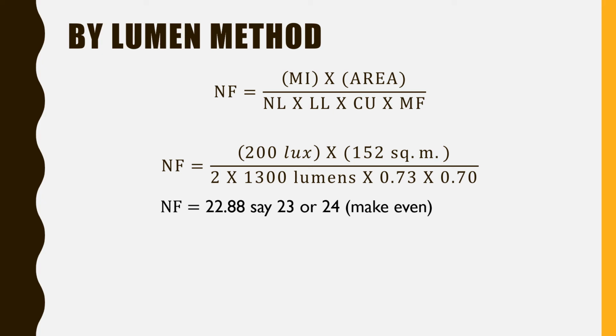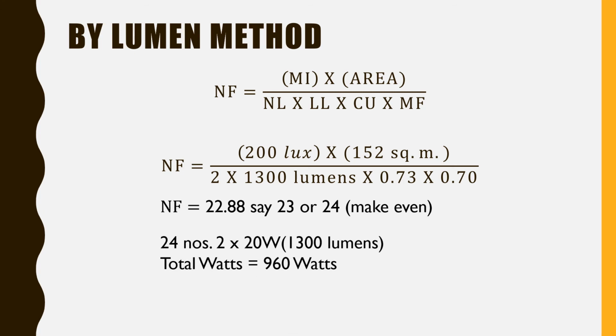number of fixtures, or say 23, but 23 is an odd number, so we cannot plot it very well in a rectangular area. So better we use 24 to make it even. Okay, so now we have 24 numbers, 2 by 20 watt, 1300 lumens each. So the total watts is 960 watts. So let us see later the difference.